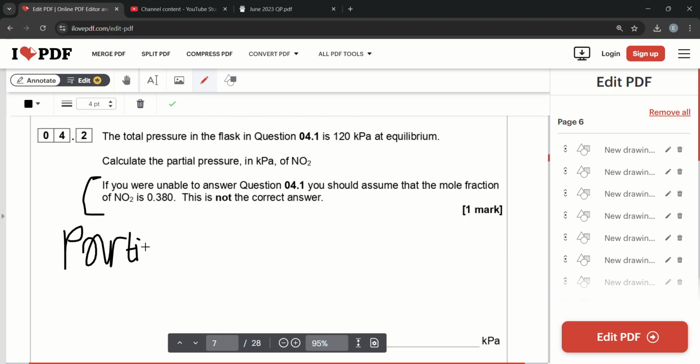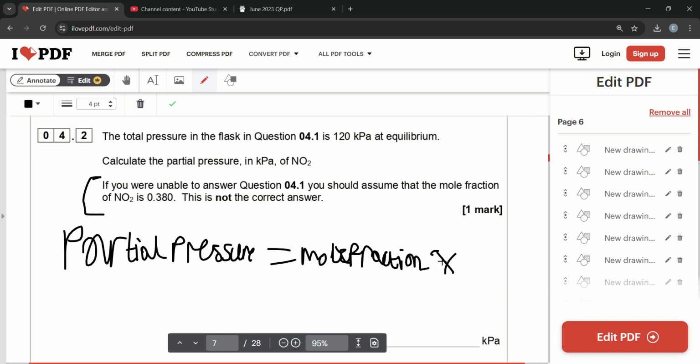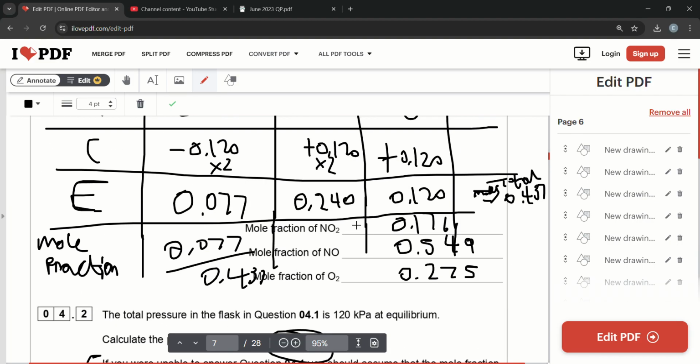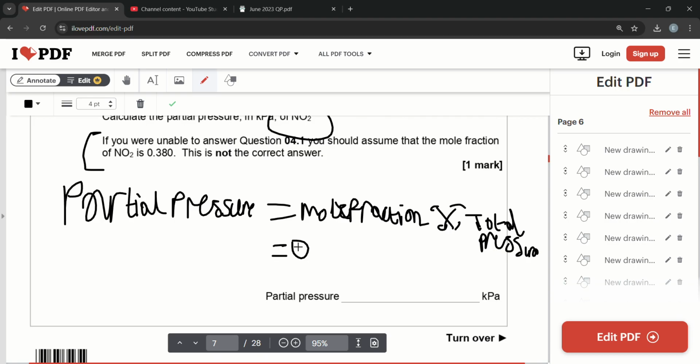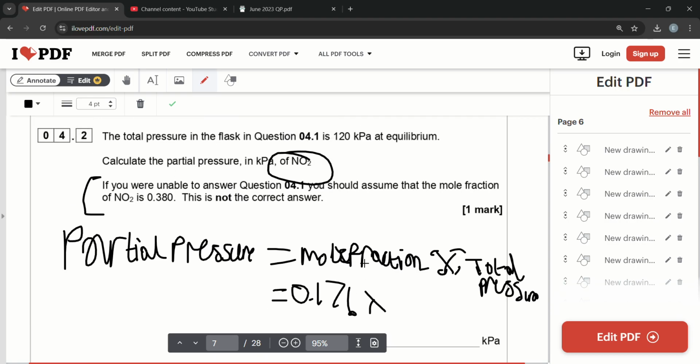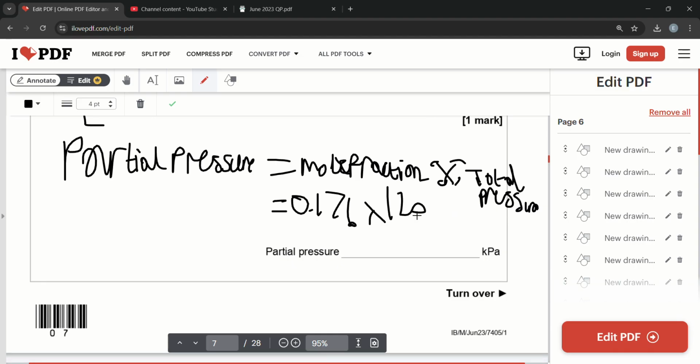So the partial pressure of NO2 is going to be, remember this formula: partial pressure is equal to mole fraction times by total pressure. So in this case, we're trying to find it of NO2. What is the mole fraction of NO2? 0.176 times by total pressure 120 in kilopascals. We don't convert into pascals, and we get 21.12.